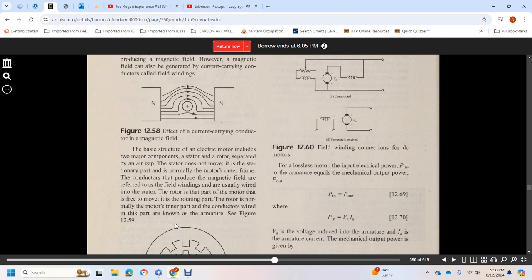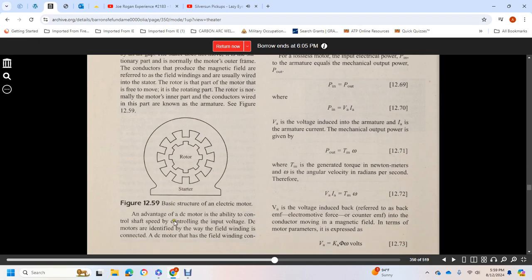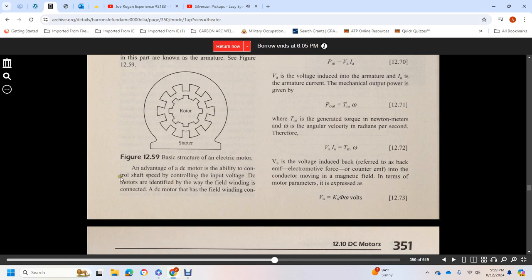The rotor is the part of the motor with the freedom to move, the rotating part of the motor. The inner part of the motor, with the conductor's wires, is known as the armature, shown in figure 12.59. An advantage of the DC motor is the ability to control shaft speed by controlling the input voltage.